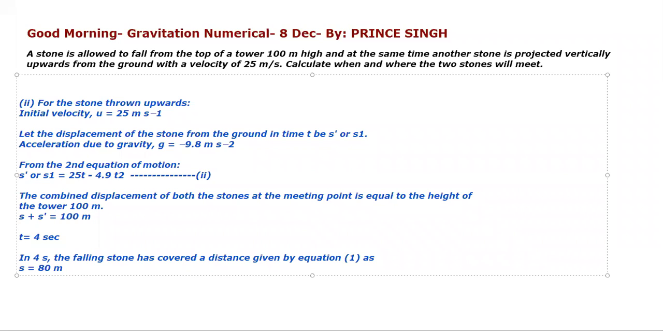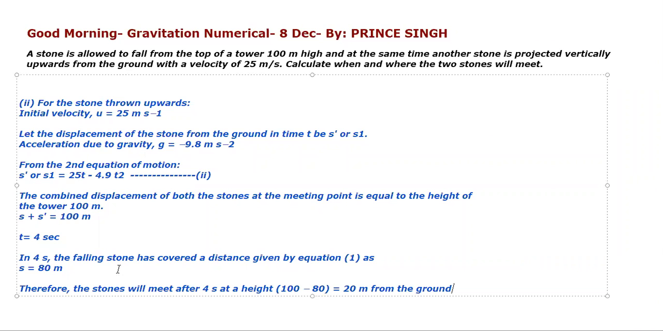But the question asks: calculate when and where the two stones will meet. So the two stones will meet after 4 seconds at a height of 20 meter from the ground. We have got 80 meter, that is the distance, but the meeting point will be the total height of the tower, 100, minus 80, that will be 20 meter from the ground.